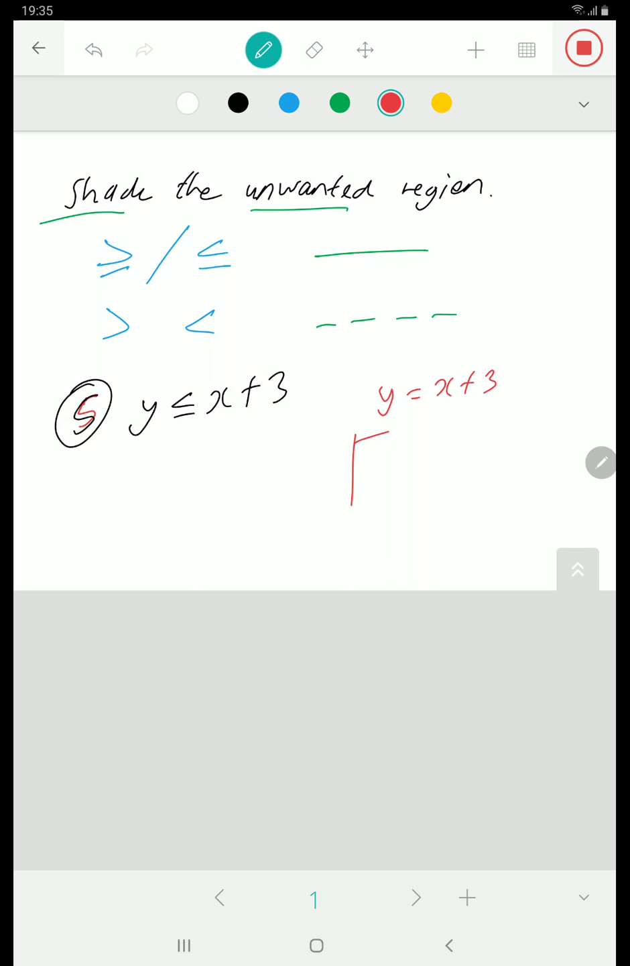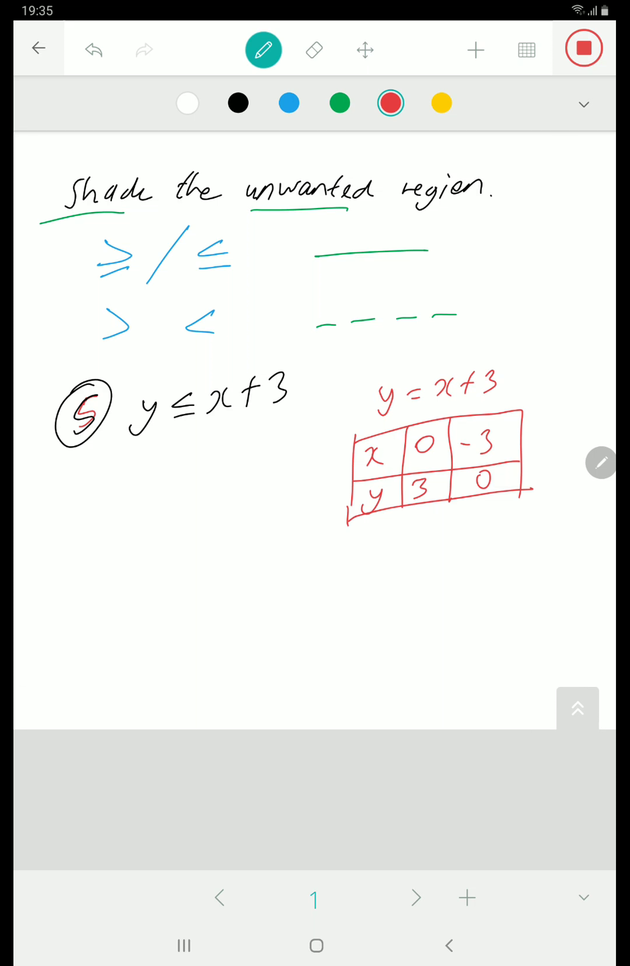Then I draw a table. The table, you put in x-intercept and y-intercept. Y-intercept is when x equals 0. X-intercept is when y equals 0. So when I sub in x is 0, y will be 3. When I sub in y as 0, x will be negative 3.